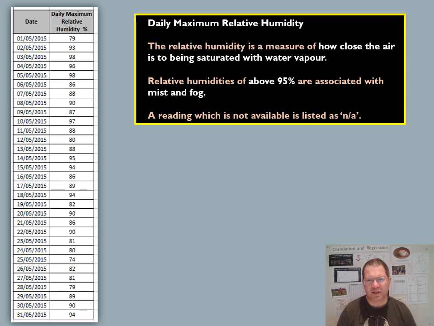Daily maximum relative humidity. The definition of relative humidity is a measure of how close the air is to being saturated with water vapor. So on the 1st of May, we had 79% humidity. On the 2nd of May, 93% humidity. On the 3rd of May, it's 98%. And as you can see in the information, relative humidities of above 95% are associated with mist and fog. So we would associate the 3rd, 4th and 5th potentially with mist and fog.